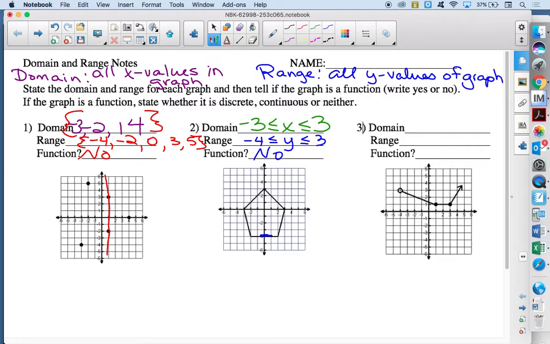Questions? Alright, so let's look at number 3. Again, get your first x value, and then where does it move to go to the last x value?